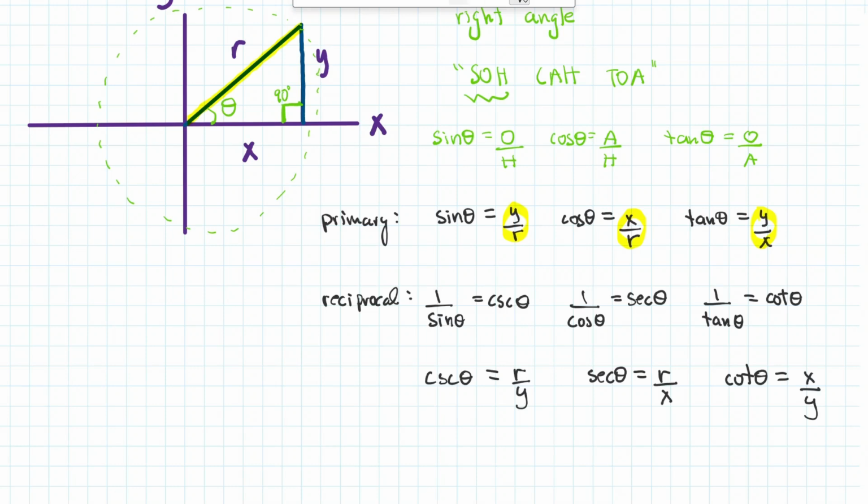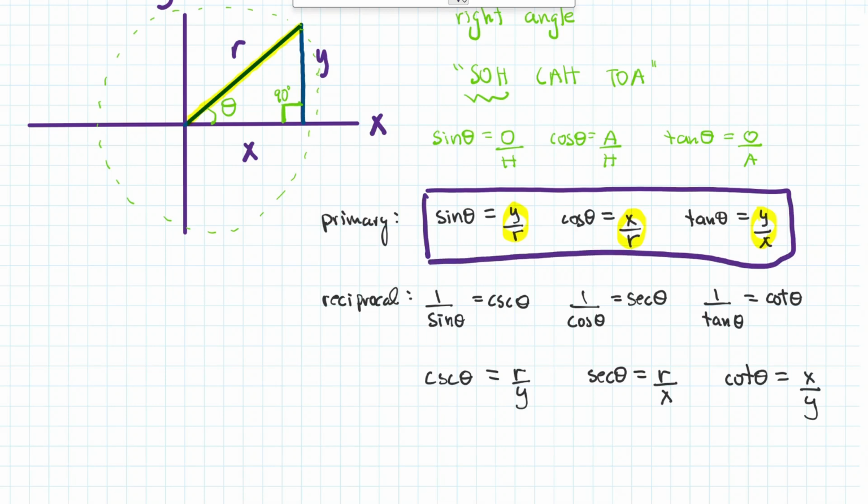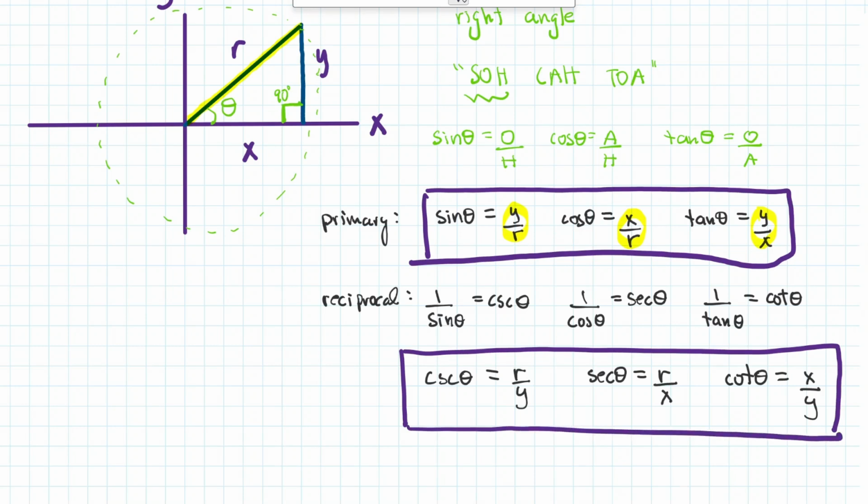And there you have it. We have our 3 primary ratios right over here, and then we have our 3 reciprocal ratios. So these are our 6 main trig ratios that we need to use in order to solve for our angle.